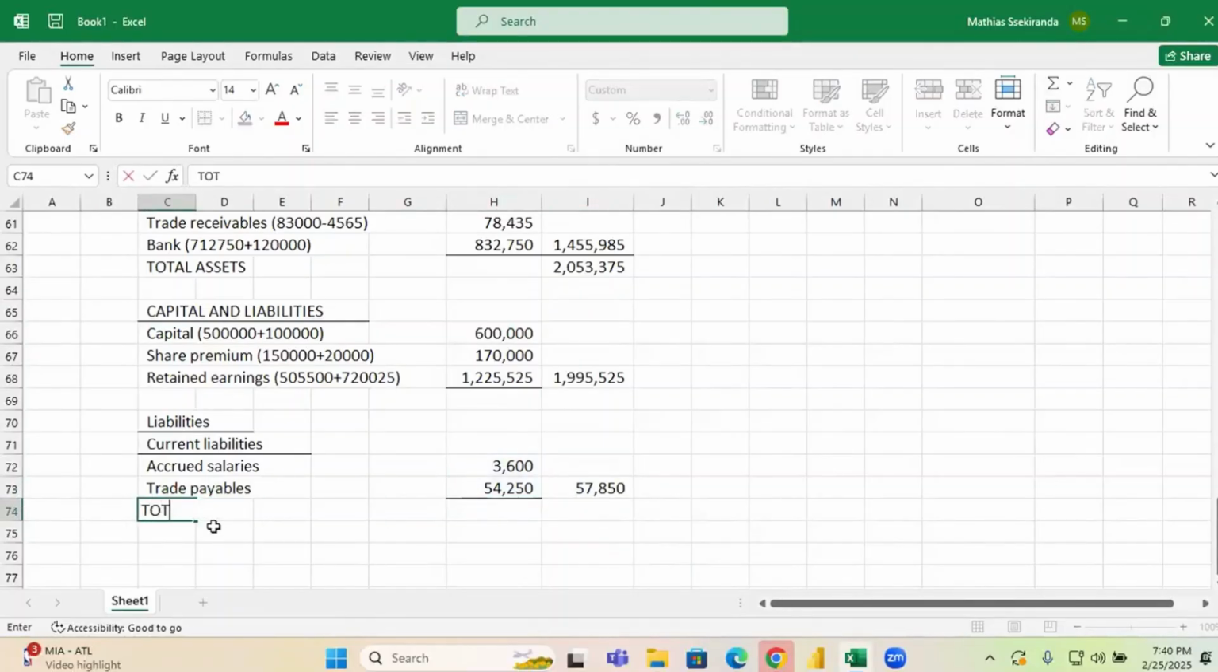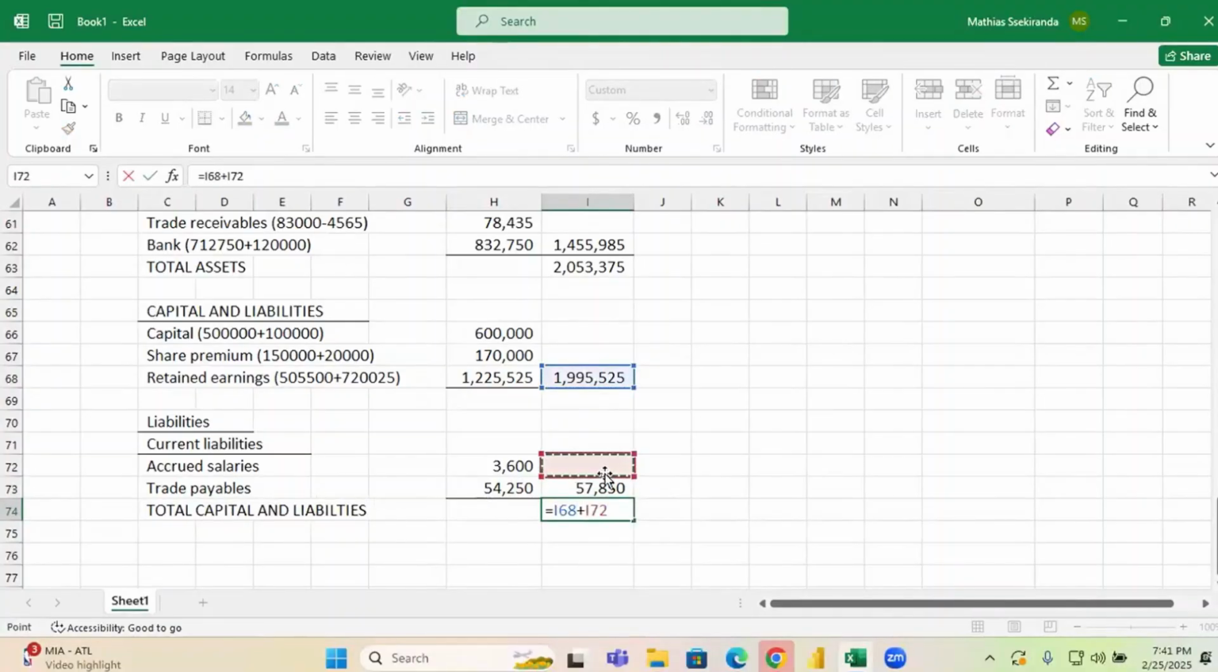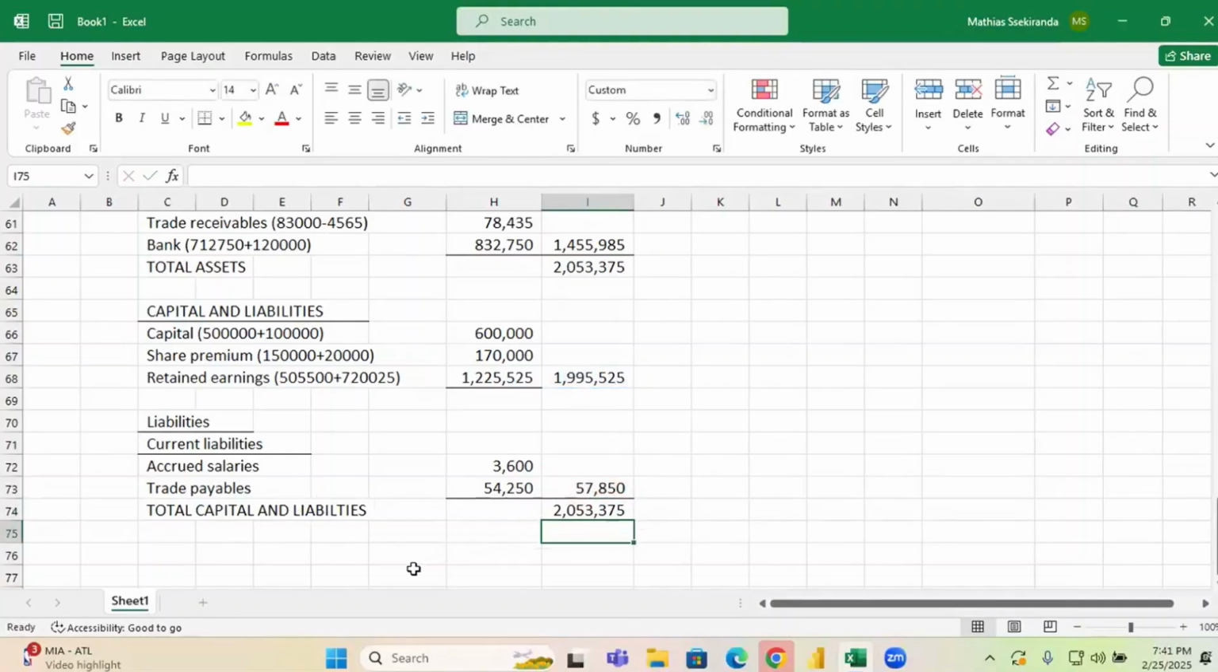So we get what we call total capital and liabilities, where we shall add the capital plus liabilities. And you realize that our total assets are equaling to the total capital and liabilities.